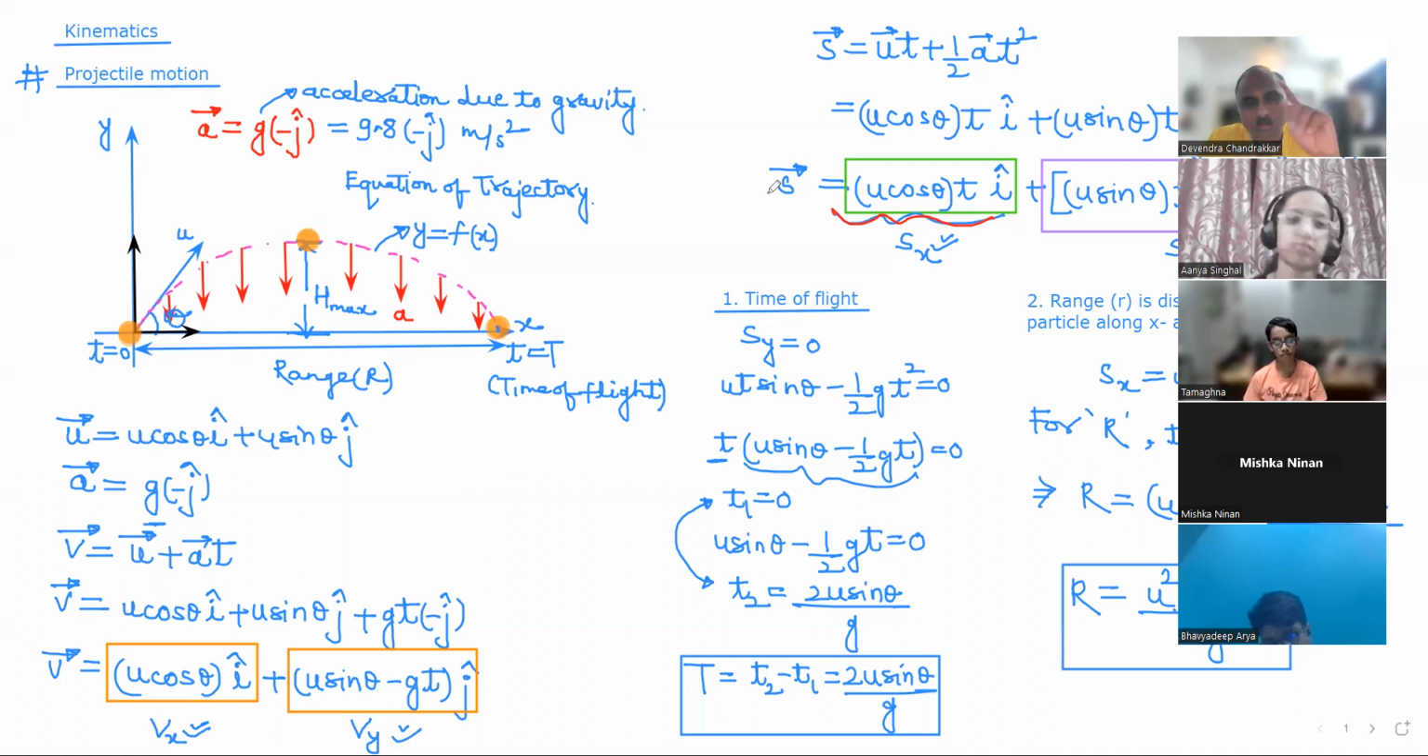Tell me which one of these four values, Vx, Vy, Sx, Sy, will be zero when the particle reaches H max. Sir, Vx. So if Vx becomes zero, Tamagna, will it move forward then? No, sir. Vx is starting. Vy. Bhavyadeep, again. Vy. Sir. Vy. If the particle stops moving up, that means its velocity along that direction is zero. So Vy is equal to zero.